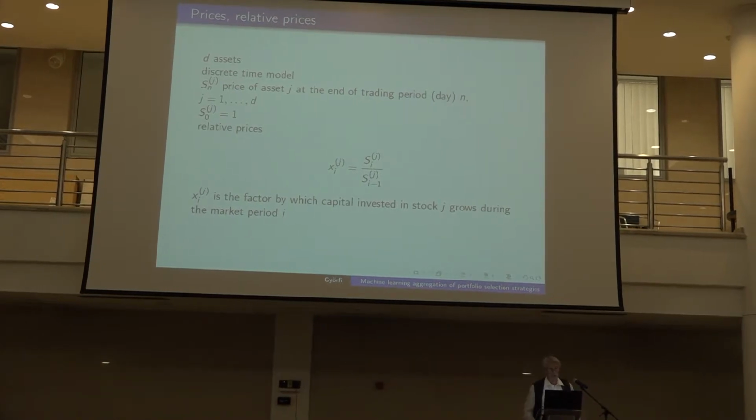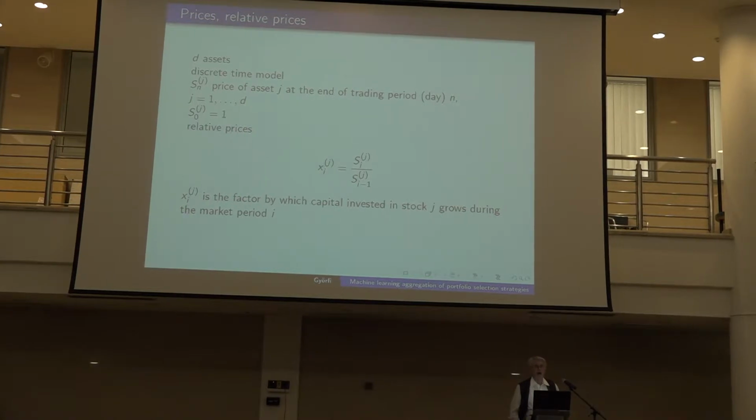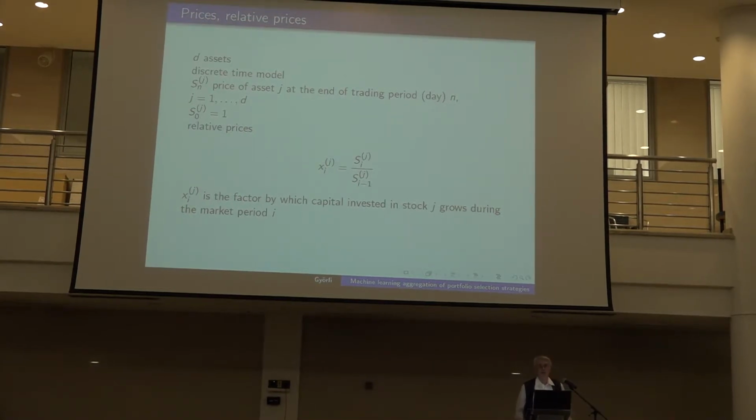And it means that if at the beginning of trading day i, we invest $1 into asset j, then at the end of the day, we see X_i^(j) dollars. So the vector of relative prices is called the return vector for day i.